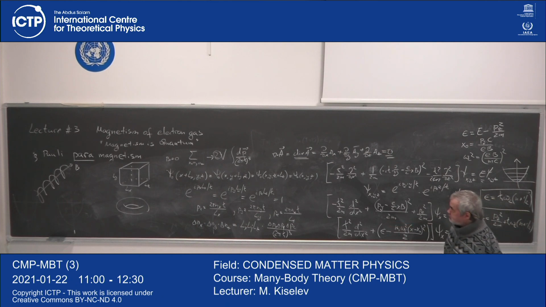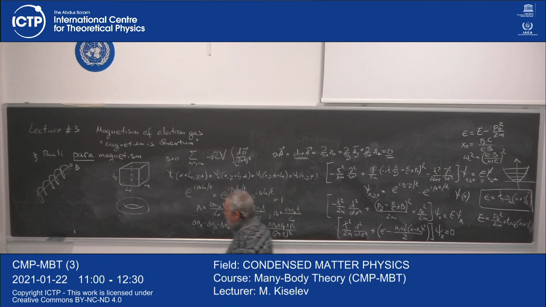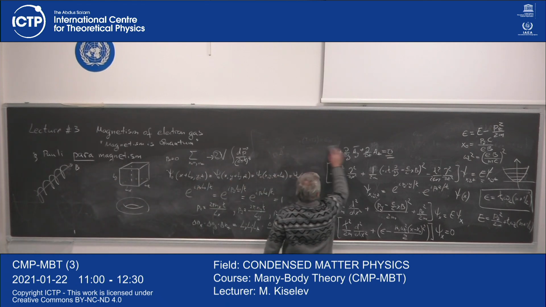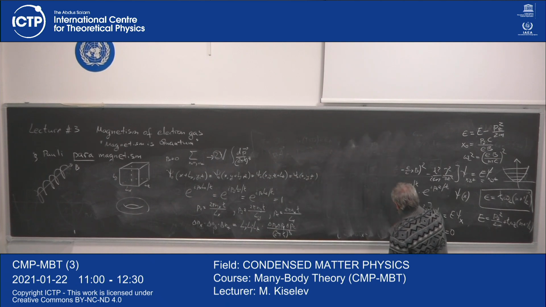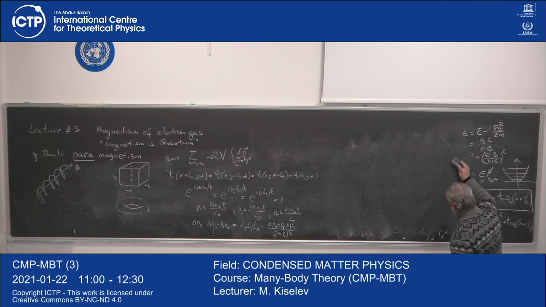Okay. Good. So this is how we proceed with a summation in the box in the absence of a magnetic field. Let's now see what we have in the presence of a magnetic field. So I divide my blackboard into halves.